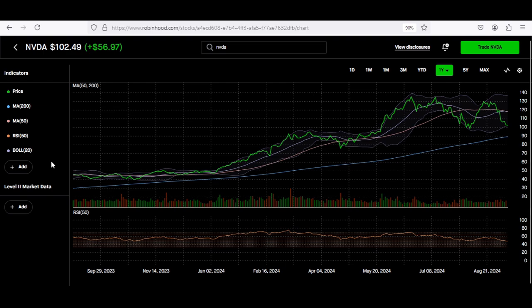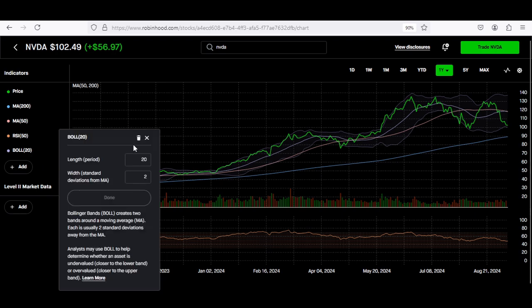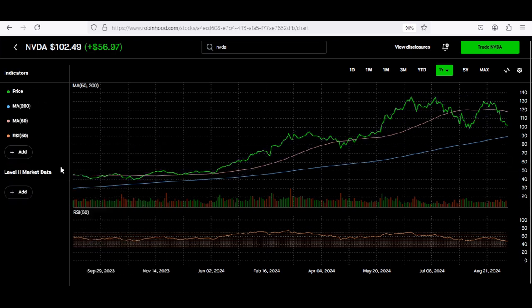Now, in order for you to narrow down the amount of indicators you have, you simply go to the right of it, you click into it, and then you could remove it. So there you go, Bollinger Band is removed. Now, how do I use this information in order for me to trade better? Well, I did show you how I use the RSI in order for me to decide when to get into a stock or what strategy to use for the stock.